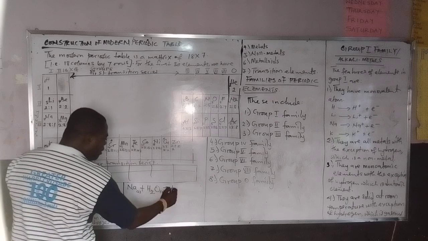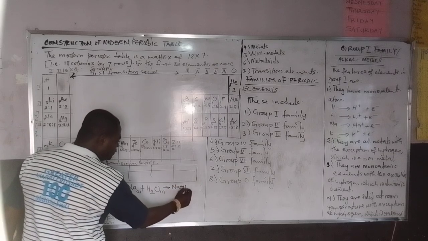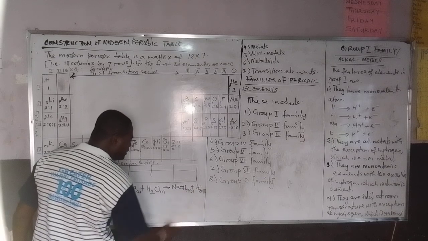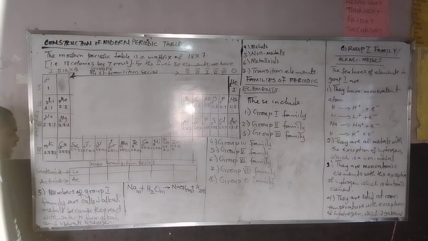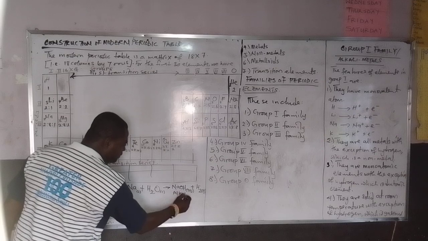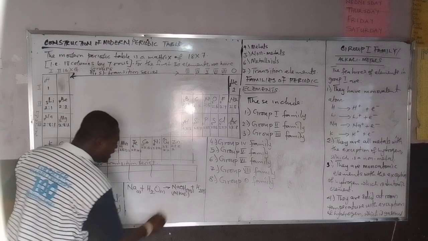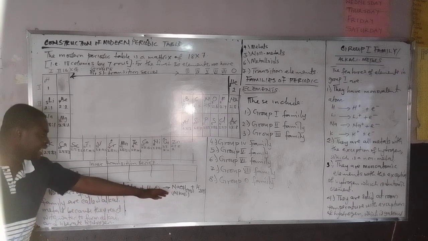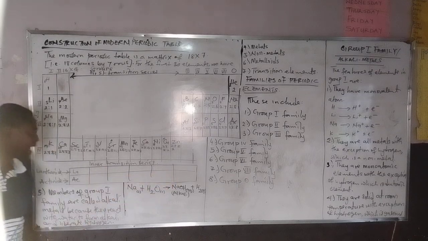Then they form sodium hydroxide and liberate hydrogen gas. So that is what we have there. So this sodium hydroxide now is what? It's an alkali. So that is why sodium is an alkali metal, because it will dissolve in water to form alkali.